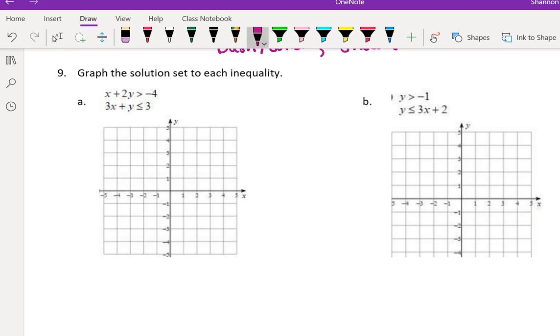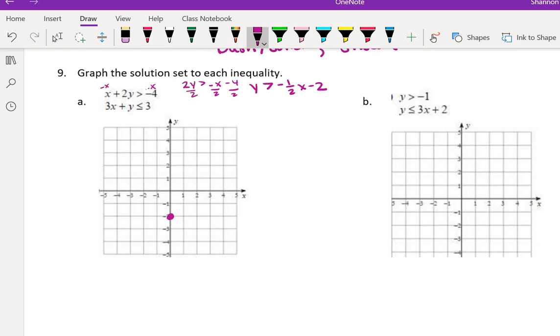So first thing is, let's convert this to slope-intercept form. If I subtract x from both sides, I get 2y is greater than negative x minus 4, and divide everything by 2. So I get y is greater than negative 1/2 x minus 2. So that's my first equation.